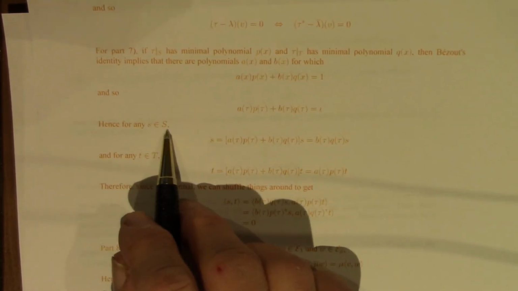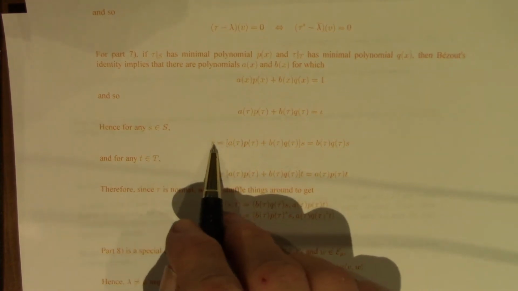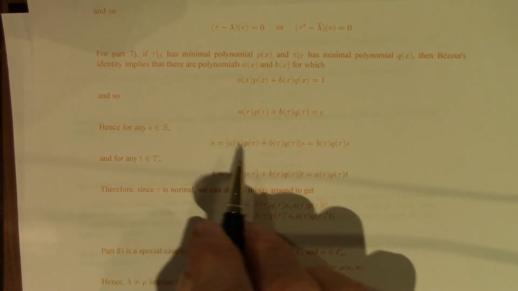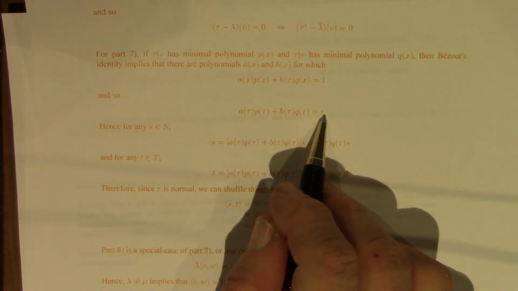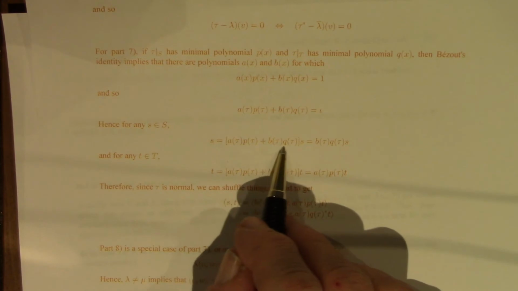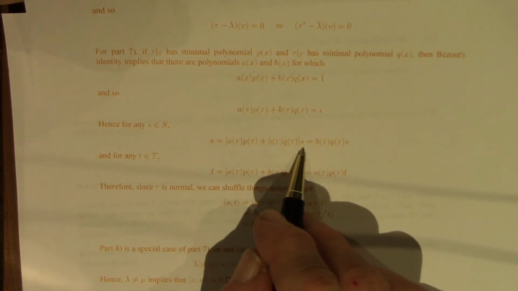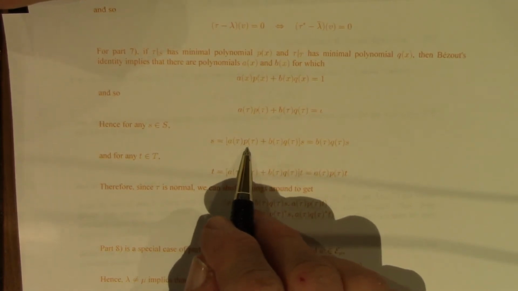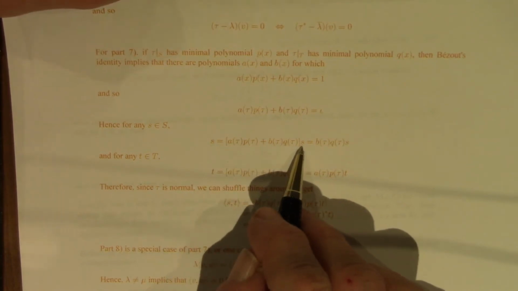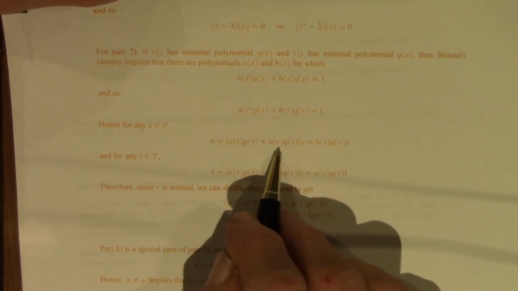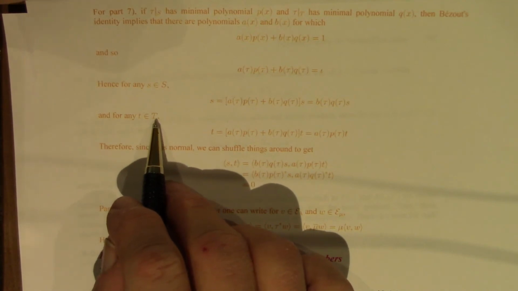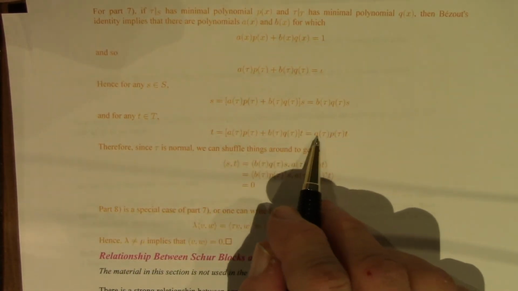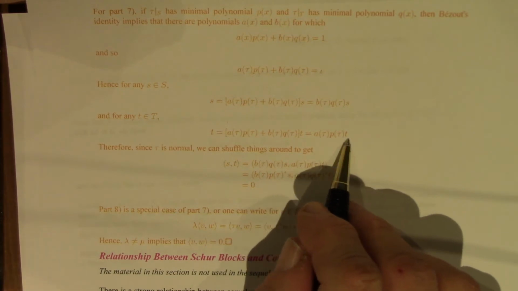Therefore, for any vector in the subspace S, call it little s, it's equal to iota times little s, iota is the identity, so it's equal to this operator times s, but p of tau kills s, and so we're only left with the second term. And similarly, for any little t in the subspace T, little t is equal to a of tau, p of tau, little t.